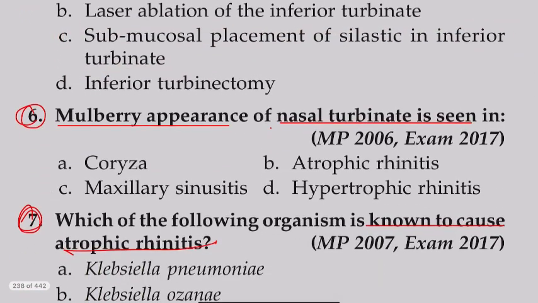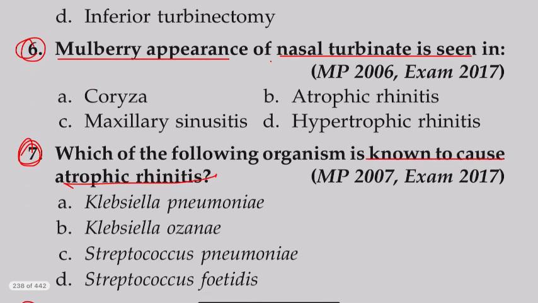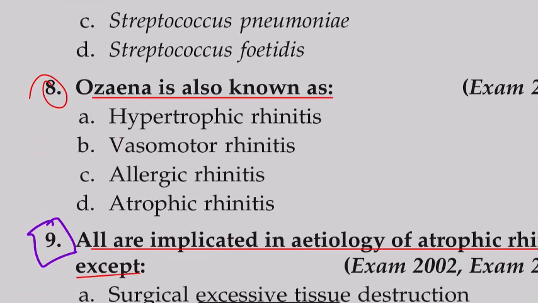Okay. Mulberry appearance of nasal turbinates. What is the mulberry appearance of nasal turbinate? It is hypertrophic rhinitis, right? Which of the following organisms is known to cause atrophic rhinitis? Atrophic rhinitis is caused by Klebsiella ozaenae. Ozaena is also known as atrophic rhinitis.